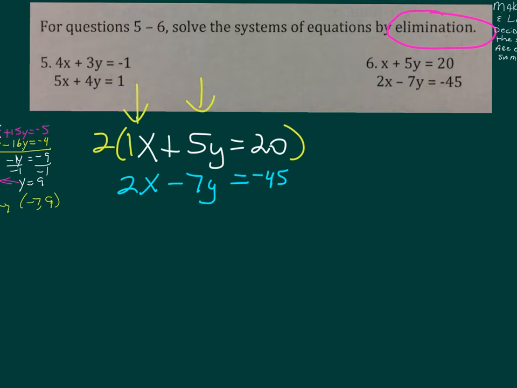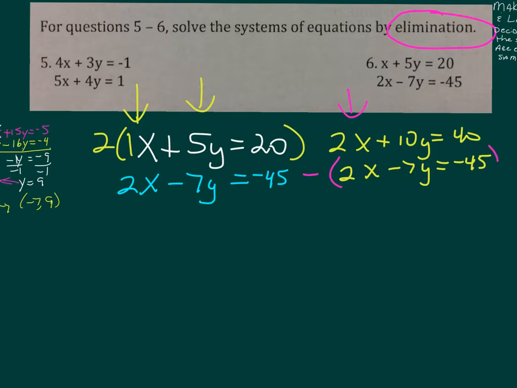So then I end up getting 2x plus 10y equals 40. The bottom one stays the same, so 2x minus 7y equals negative 45. Now, I know we've discussed this before, but you've got to be careful. Since the x's are the same, you're going to subtract. But remember, you've got to subtract the whole line. So you have to be careful on that.